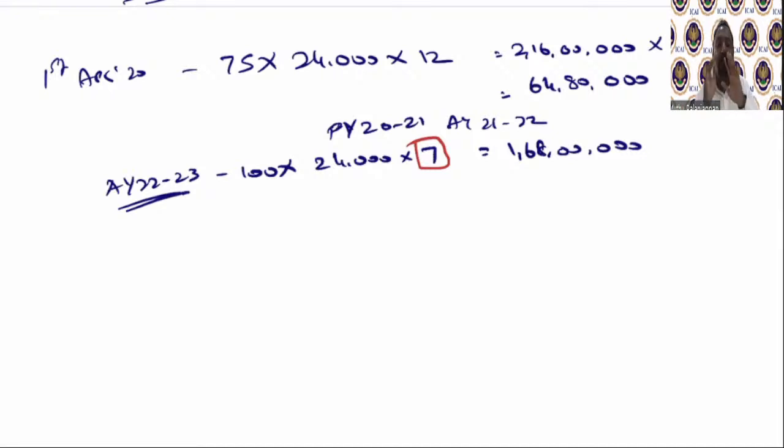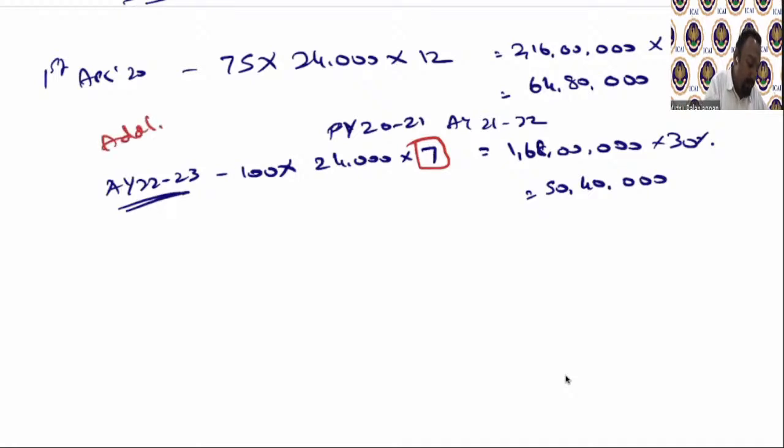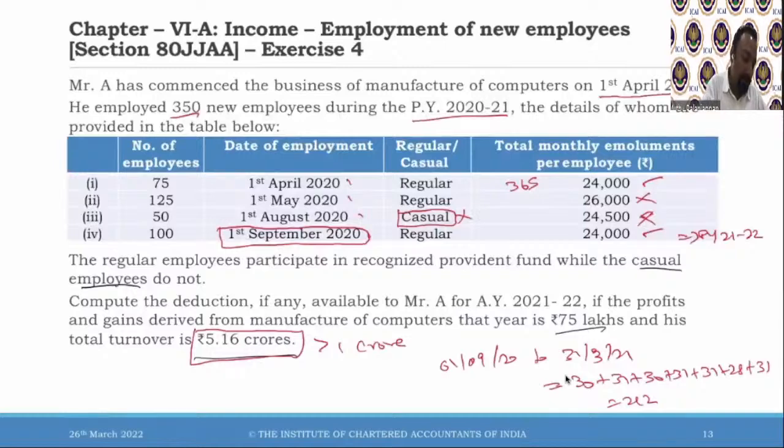You are just treating them as an additional employee for this year. Remember this. So 1,68,00,000 into 30%, correct? What will that be? It will be 50,40,000. This will be treated as an additional employee for this year. So they will be considered as an additional employee for this year. So moving on.